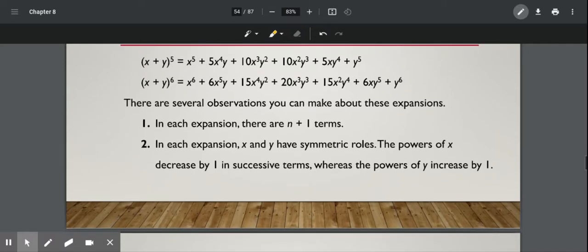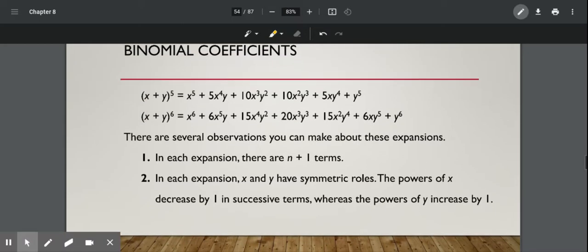So some observations about the expansions. If we look at the ones on this page, x plus y to the sixth tells you that there are n plus 1 terms. So if we're raising it to the sixth power, that means we should have 7 terms. In each expansion, x and y are symmetric. So your first term is x to the sixth, your last term would be y to the sixth. You have symmetry all the way through.